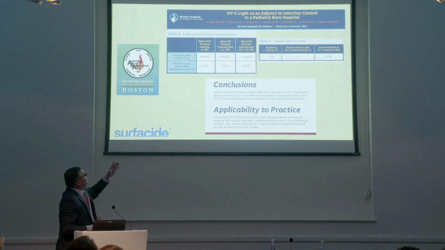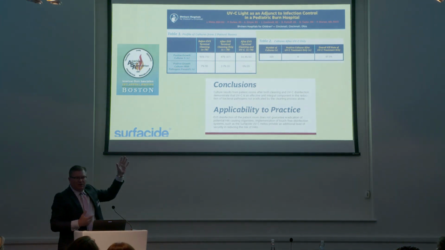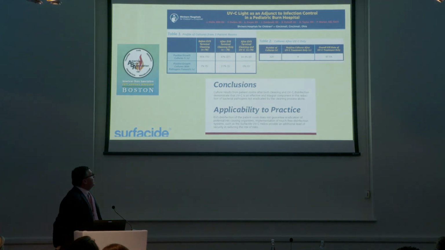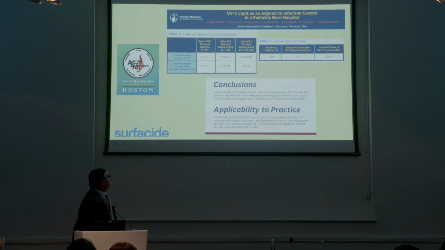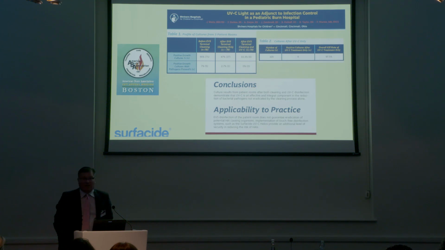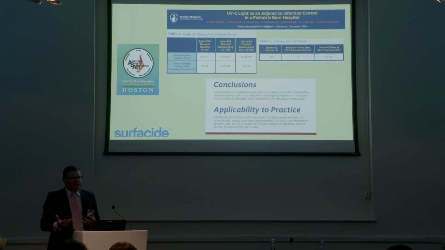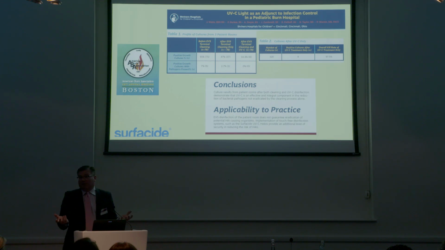What they did is they did cultures, looking for positive culture growth, before EVS came in, or environmental services or housekeeping. And they found that 91% of the surfaces were colonized with some sort of organism, only I think it was 7% were pathogenic, which is good. However, 91% of the surfaces were colonized. They allowed their housekeeping team to then go in and do their normal cleaning regimen. And just like we cited earlier in the literature, in this case, 47%, about 50% of the surfaces that were supposedly disinfected were still colonized.